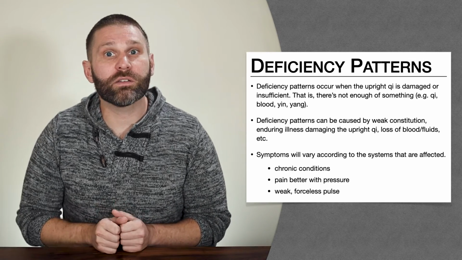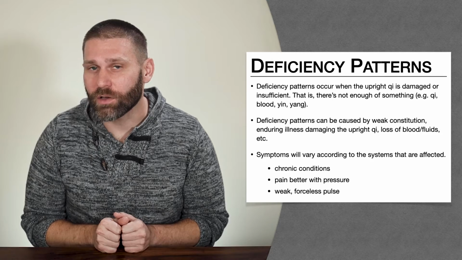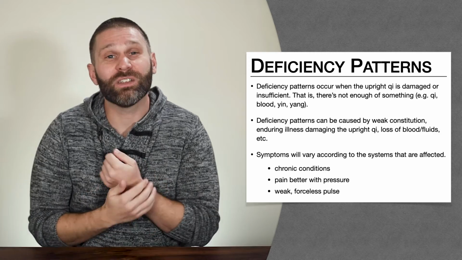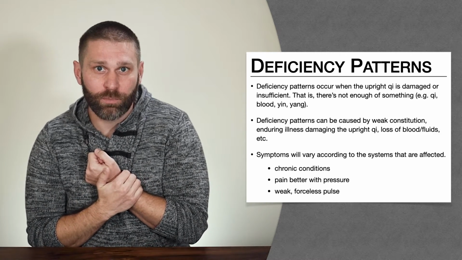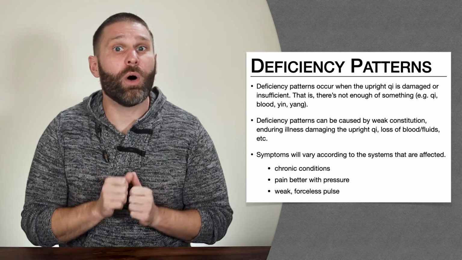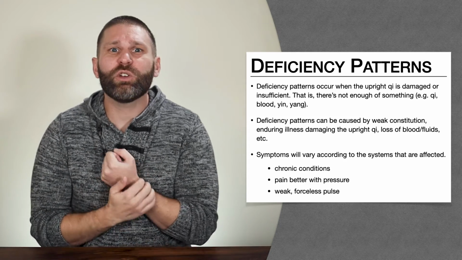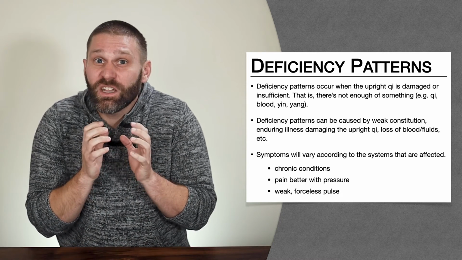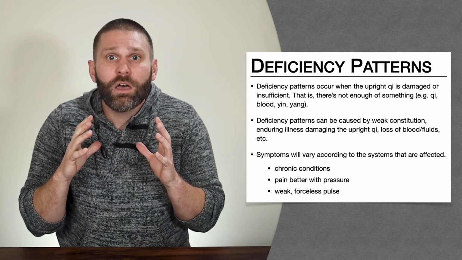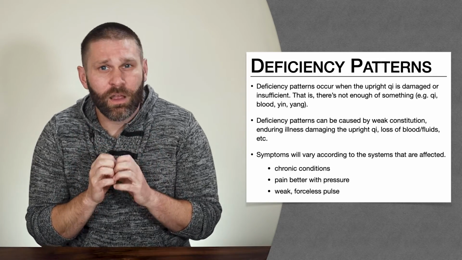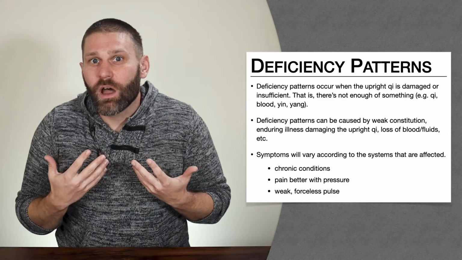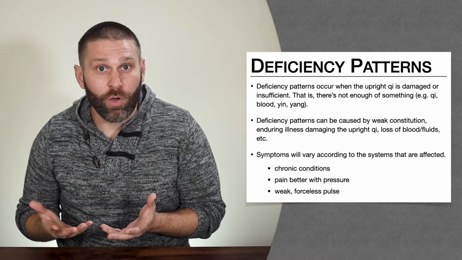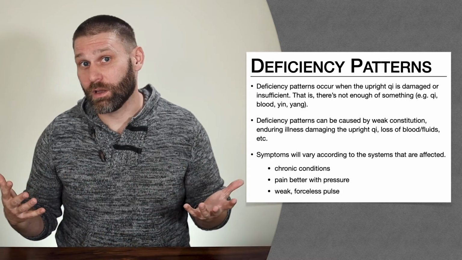And as for the pulse, we tend to see a weak or forceless pulse. Again, because there's deficiency, there's not enough qi to push the blood through the vessels, so we see a weak or forceless pulse. A thin pulse is also a sign of deficiency, and here we mean that the vessel is thin in diameter. So if there's not enough yin or not enough blood to fill the vessel, the pulse will feel thin in diameter. But again, this is not actually true 100% of the time. We do have some deficiency patterns that present with a large pulse because the yang qi is floating outwards.